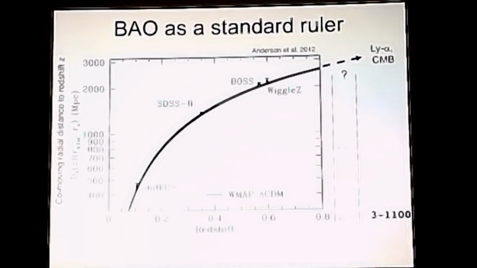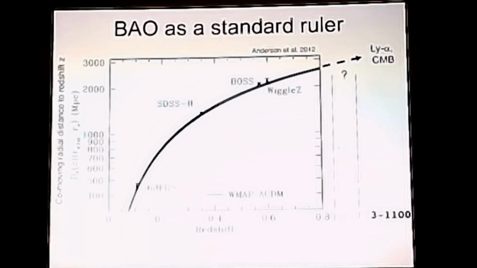And you can use this just like you're using the standard candles to measure luminosity distances to things. You can use this separation between matter as a standard ruler to measure the angular diameter distance between things. This is what that sort of a plot looks like. This is something like the co-moving distance to a redshift versus redshift. Those 4 points that I showed on the previous slide are marked here. Way out, if you went to redshift 1100, you would see a point from the CMB. This gray error bar is the current allowed uncertainty on it.